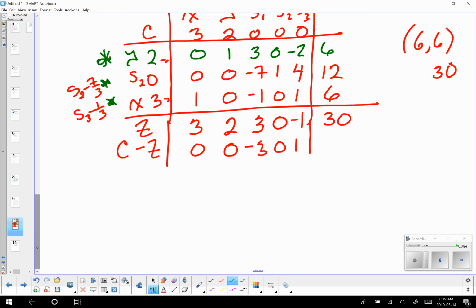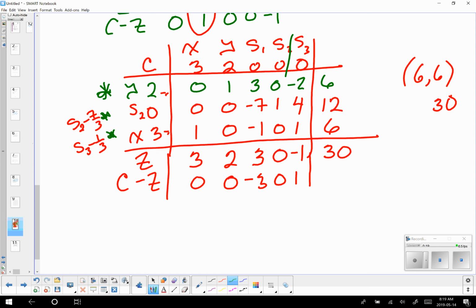So the only one possible here, this is the largest. We can't divide by a negative when we're finding these values. So the y is left out, but if I replace S2, this will be 12 over 4, and this will be 6 over 1. Cannot do. I'll write it like this so you'll remember. Obviously, you can't divide by 0 either. So the largest S3 is coming in, and it's replacing S2.